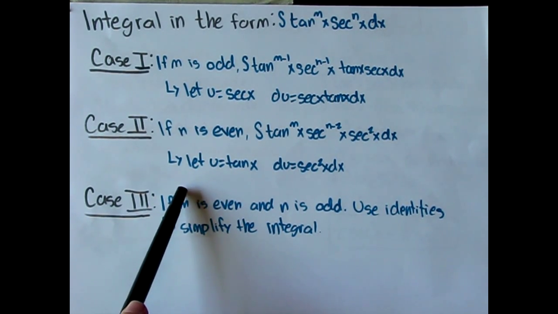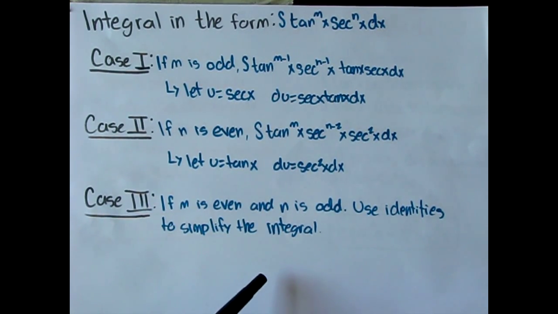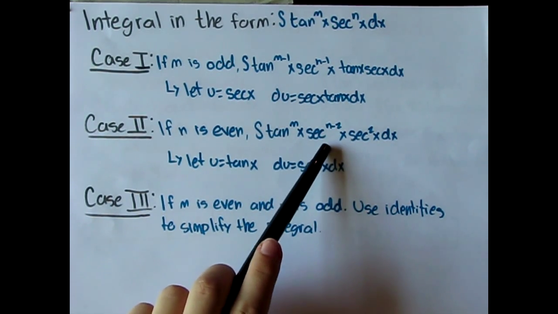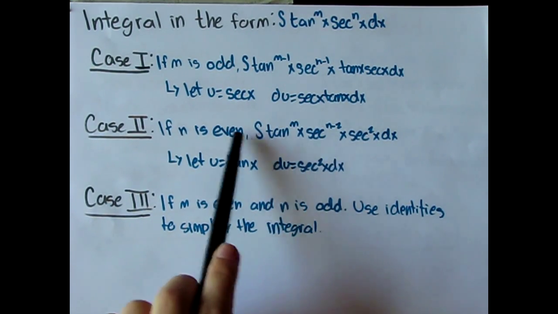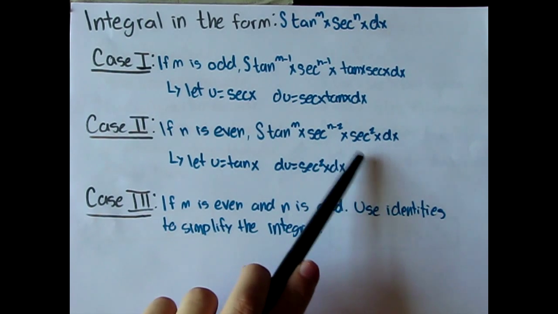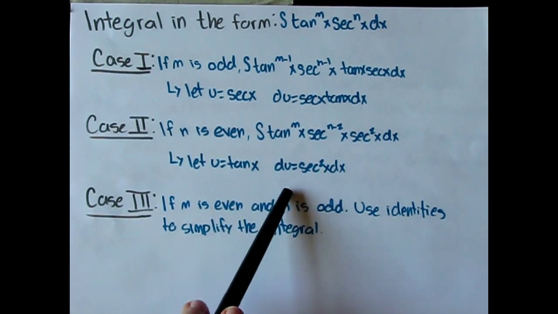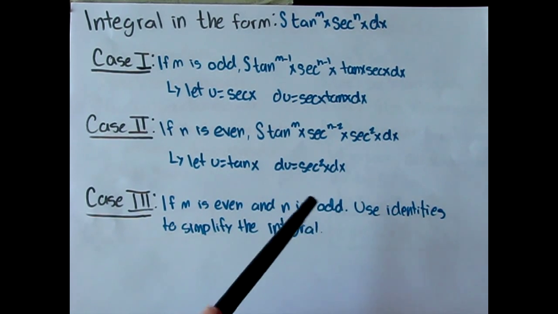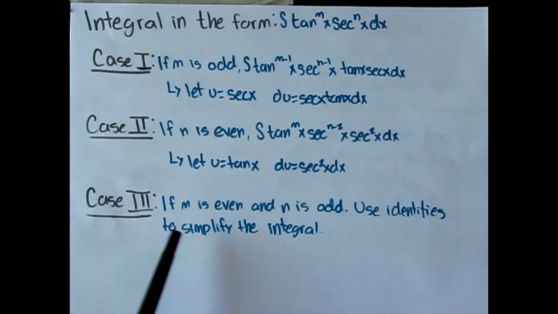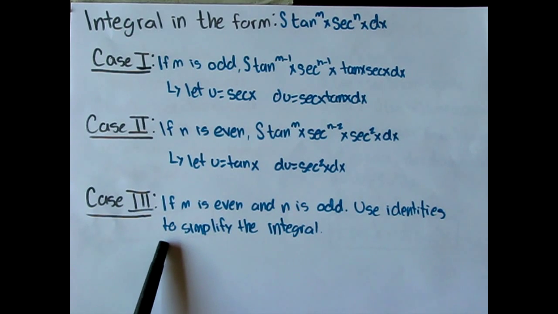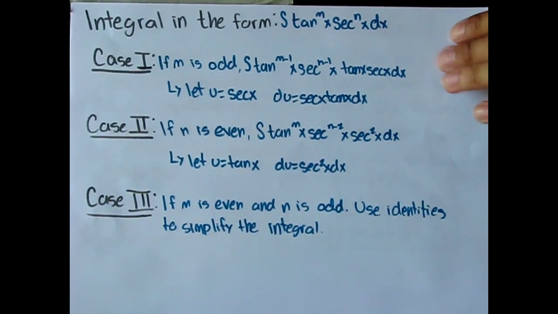Case 2 is when n is even, so the exponent above the secant. And what you're going to do this time is factor out two secant x's, and so you're going to have the integral of tangent x secant x times secant squared x dx. And you're going to let u equal tangent x and du equal secant squared x dx. And then case 3 is m is even and n is odd. And this time you can just use your trig identities to simplify it and solve it like a normal integral.